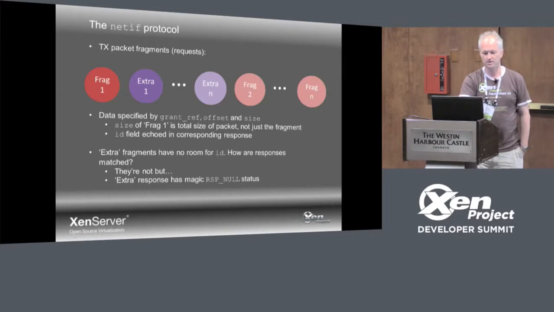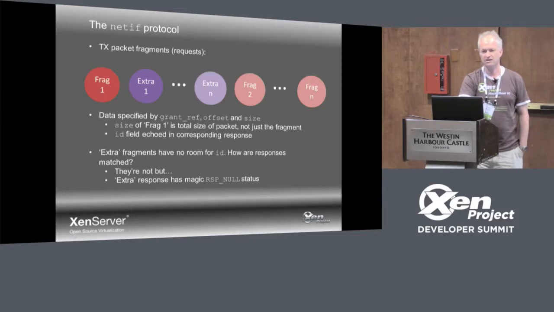Data frags coming from the front end carry an ID field, and that is echoed in the response for the corresponding request. So when the back end completes a TX request, it fills in the ID field in the response, so you know how they tie up. However, extra fragments don't have an ID field in them because they had to repurpose the ID field for other data because they're a bit small. So how do you tell which is an extra fragment and which is not an extra fragment? Well, that's done by a magic status value.